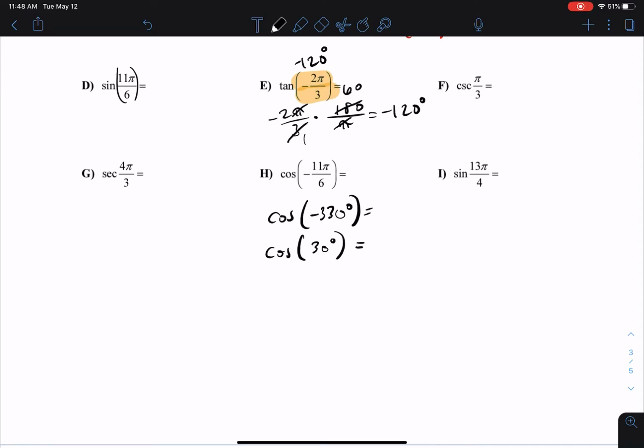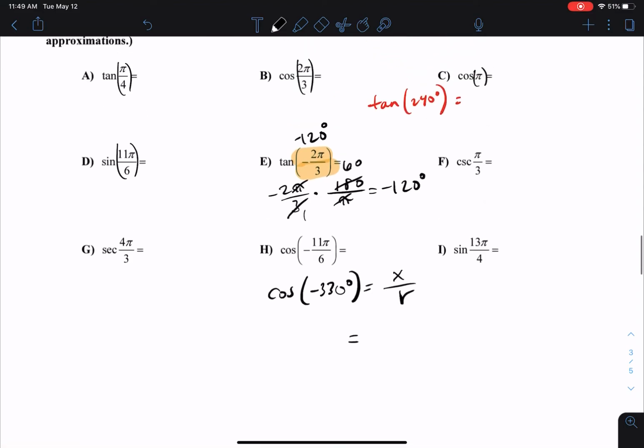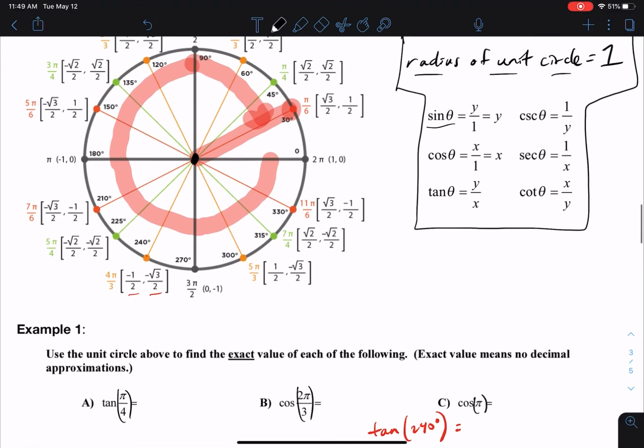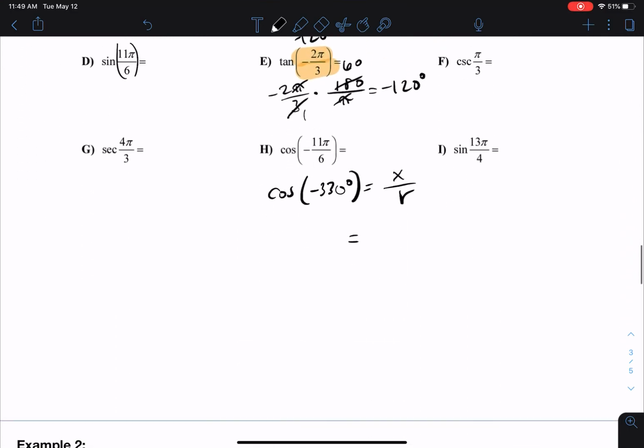Okay. So you've done this problem before, but this one just looks a little different. Cosine is x over 1, or r, because r is the radius. So the x coordinate at 30 is square root of 3 over 2, divided by the radius, which is 1. Anything divided by 1 just remains the same. So there you go.